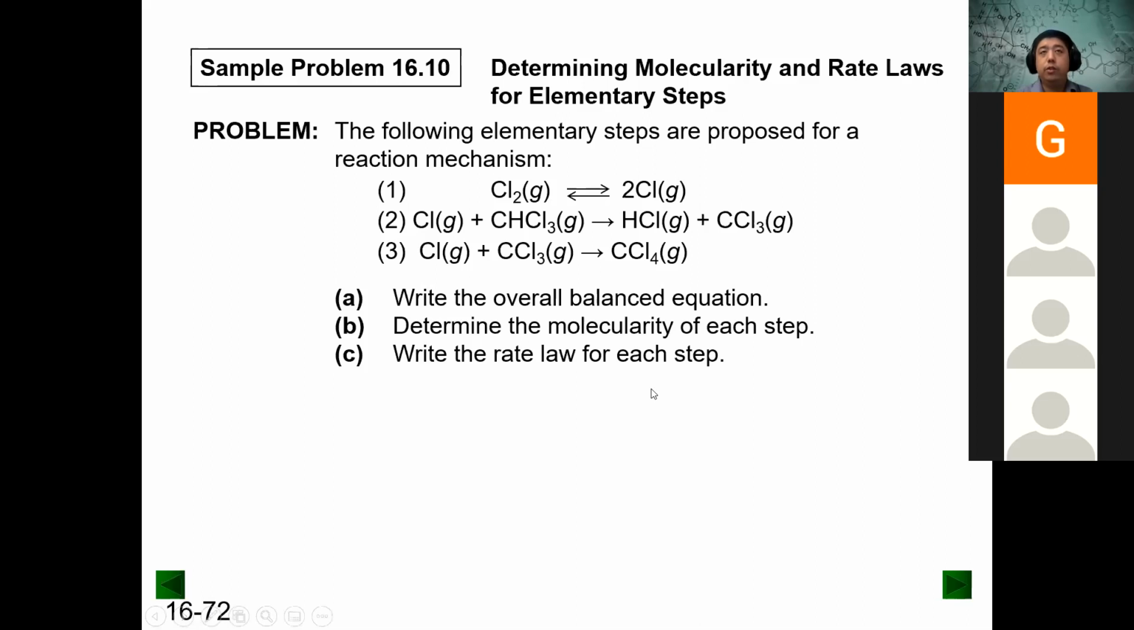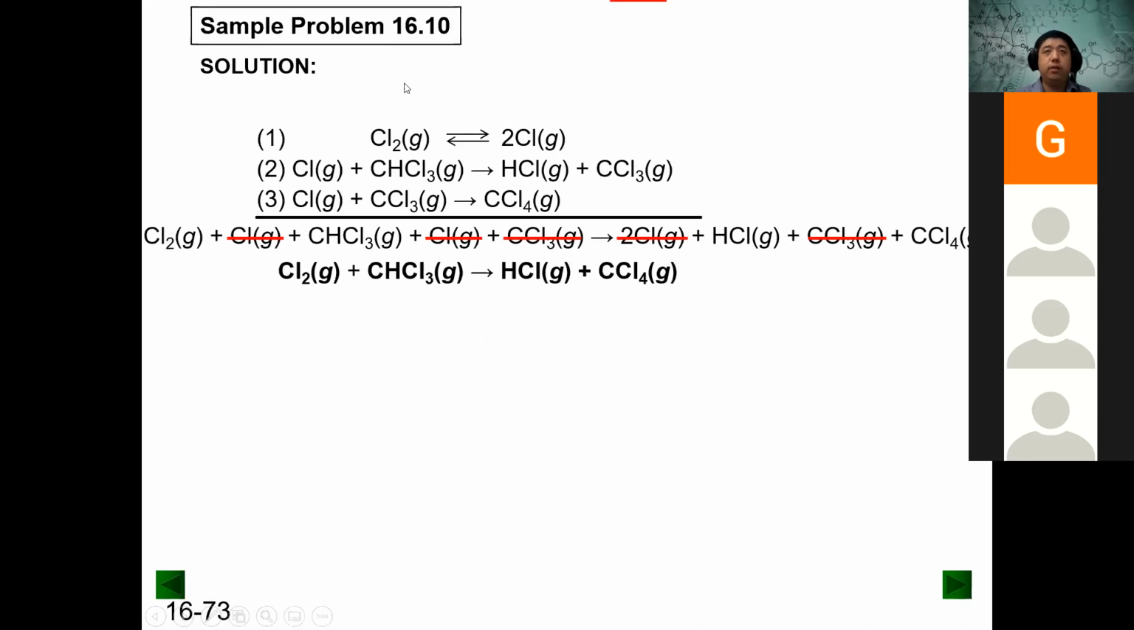Okay, so let's go ahead and get started with this. When we're writing the overall balance equation, you just cancel things that show up on both sides. So it's pretty straightforward. You have your 3 steps here. You put them all together. Everything on the left goes on the left. Everything on the right goes on the right. Cancel out whatever shows on both sides.